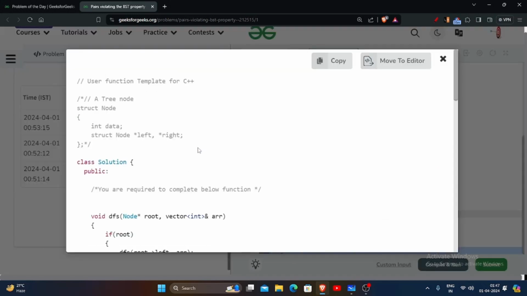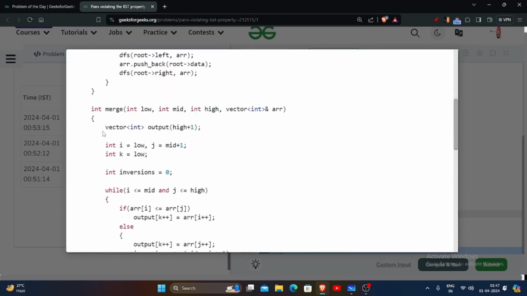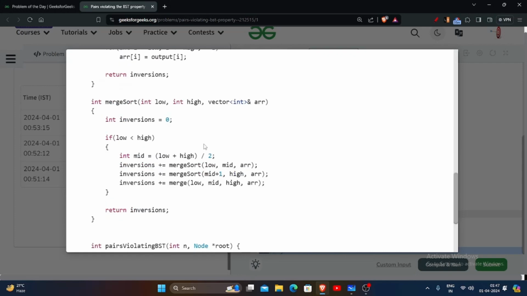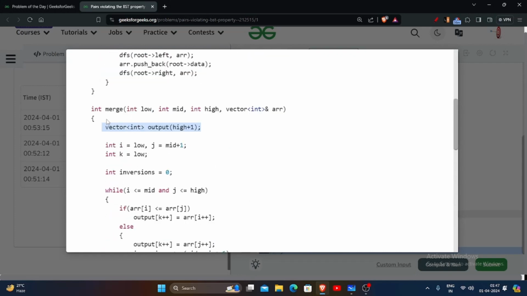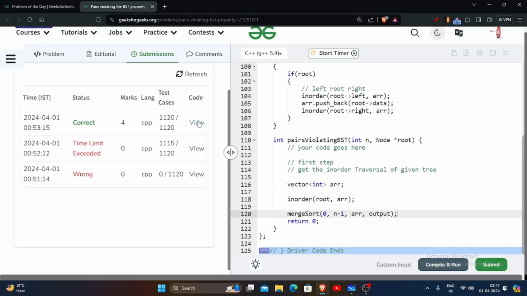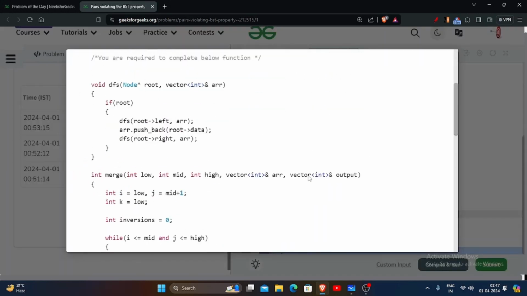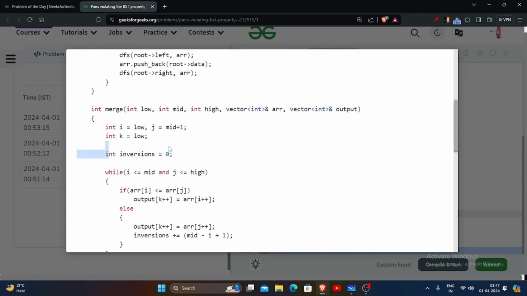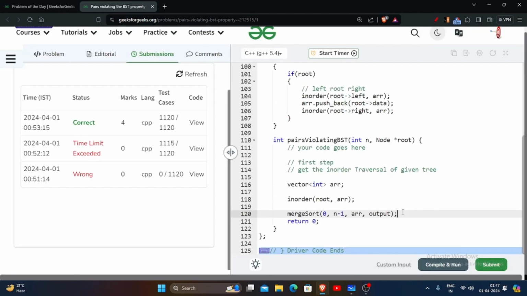Which code was that? TLE code was this. So actually, I was making output array here. So it was creating every time this recursive function was calling. So that's why it resulted in TLE. Okay, but after that I use this output array so that I don't need to create inside. So एक ही array रहने वाली है throughout, इसलिए तो बाहर बना रहा हूँ.